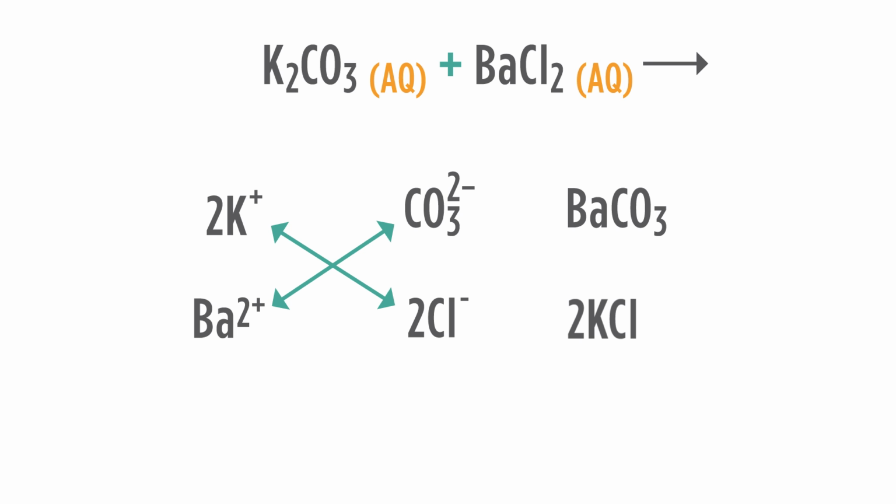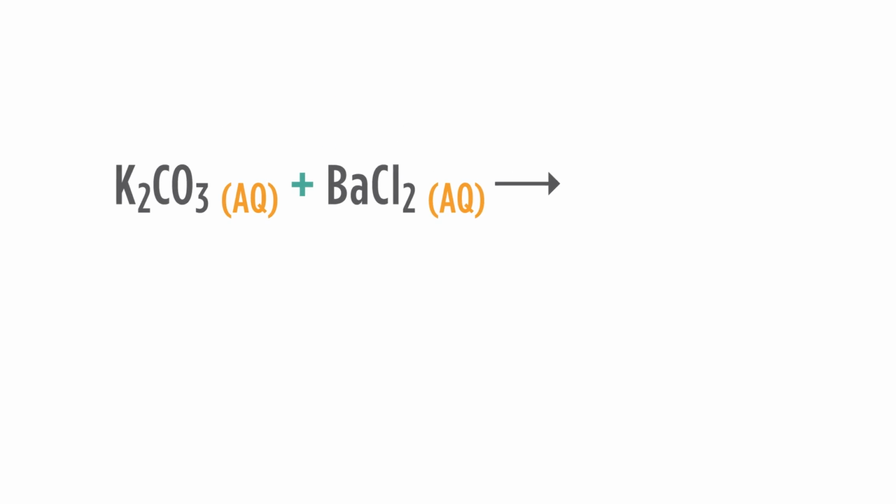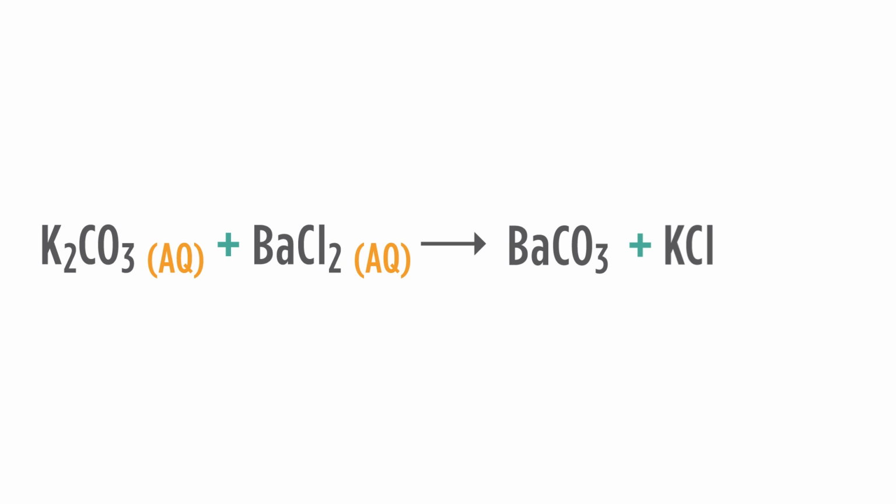So let's write this in the equation. Our chemical equation now will be the potassium carbonate and the barium chloride going to barium carbonate and potassium chloride. Now notice that it is not balanced. It's always a good idea to balance your chemical equations. We have 2 chlorines on the reactant side, but only 1 chlorine on the product side. So let's go ahead and put a 2 in front of the potassium chloride. And now if we check, we see that it's actually balanced.